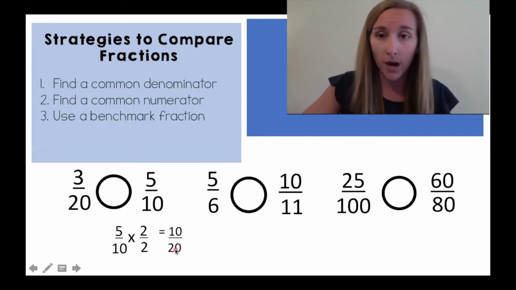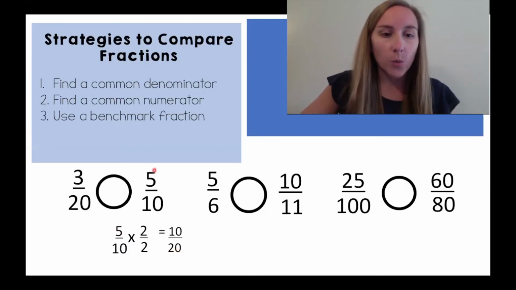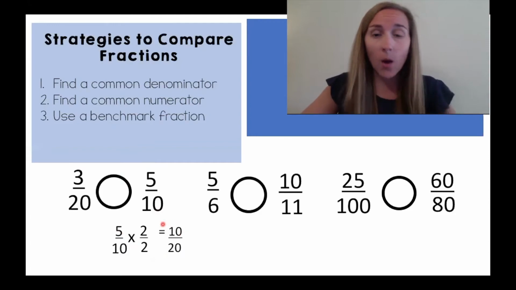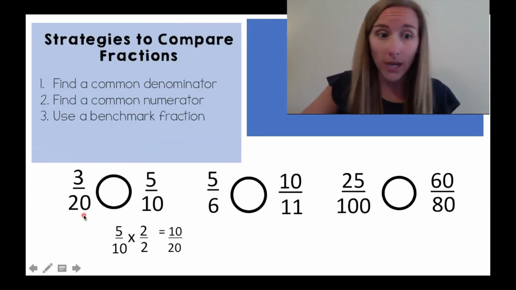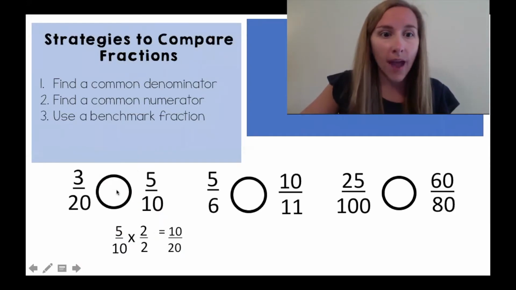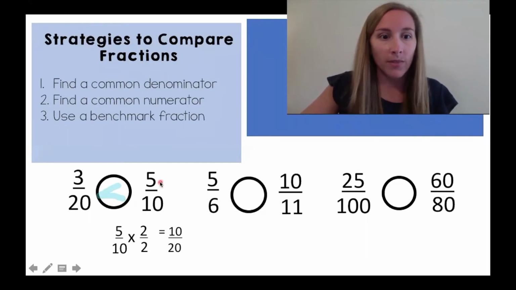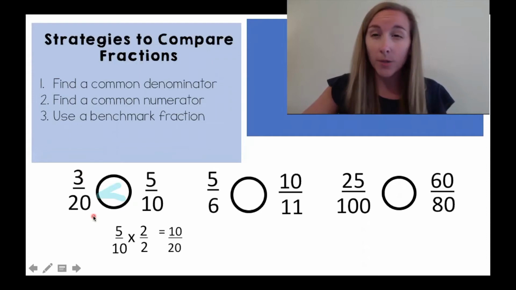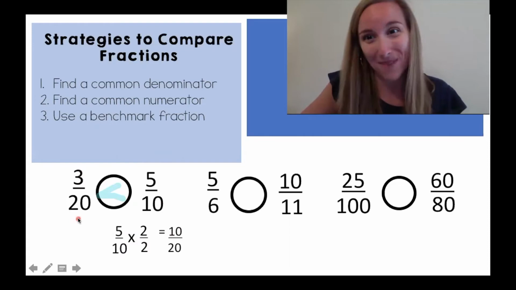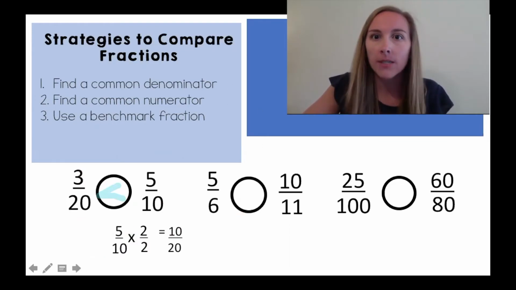Those are equivalent fractions, taking what we just reviewed and applying it now to comparing fractions. So what I'm saying here is this 5/10 is really equal to 10 over 20, and now I'm comparing 10 over 20 and 3 over 20. Well, that's nice and easy to know that 10 over 20 is in fact bigger than 3 over 20. If I'm talking about the same size pieces, 10 of them are going to be more than 3 of them, right? Great job.